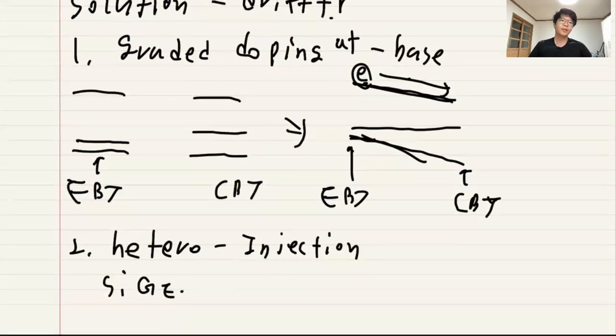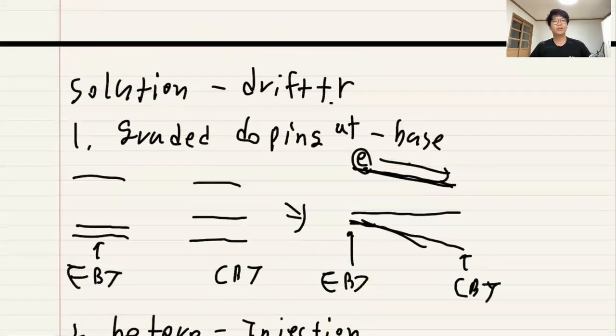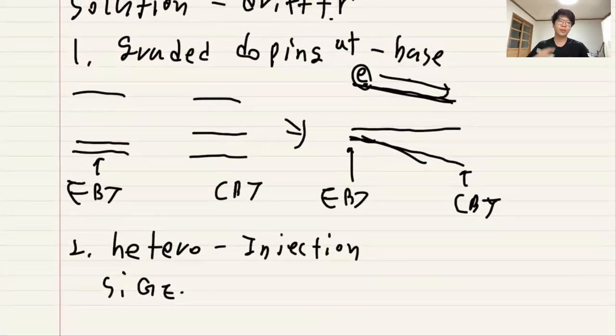And there is another way of giving a difference of potentials, which is hetero injection. At the emitter-base junction, we dope only silicon, and toward the collector-base junction we dope germanium more and more, through from the emitter-base junction to the collector-base junction, which has the same effect as graded doping.